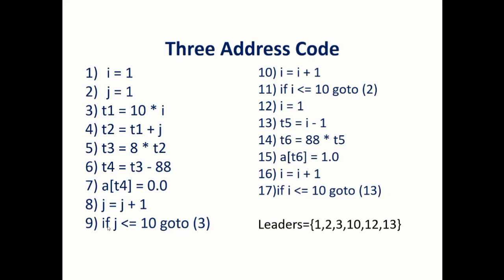That is, if j less than or equal to 10, go to 3. The third line is a leader. Next, if I less than or equal to 10, go to 2. The second line is a leader.